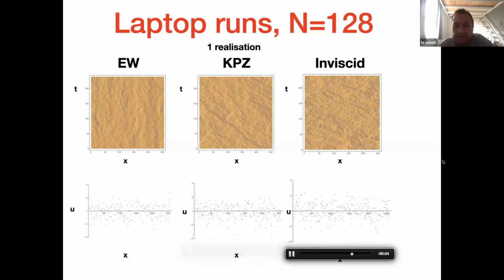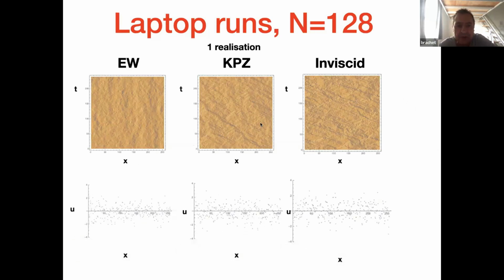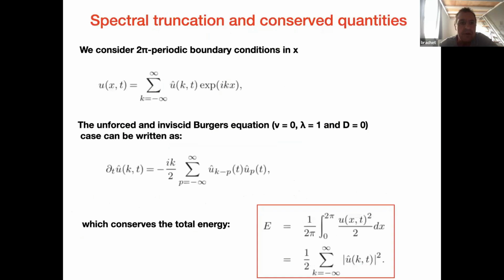You kind of see that there are differences by looking at things by eye, but it's better to look at the correlation function to understand the difference. So let me briefly define spectral truncation.